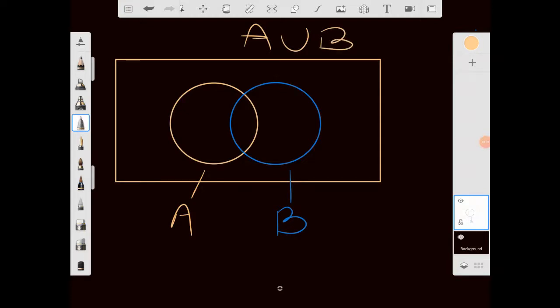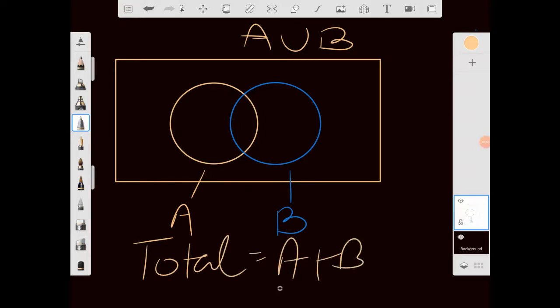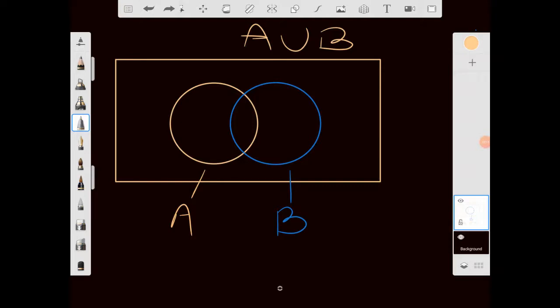So to find A union B, there are a few things. I'm trying to look for a formula here. One thing that easily comes to your mind is, sir, the total area will always be A plus B. Is it true? We don't know. Let us check whether the total is actually A plus B or not.